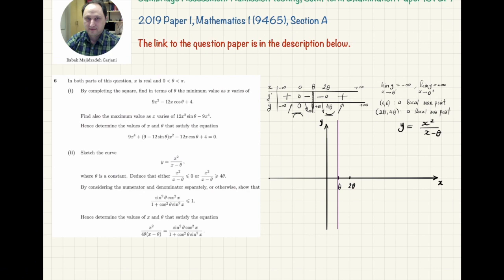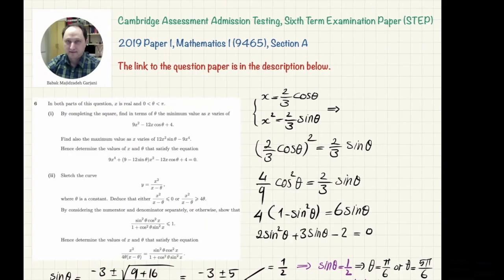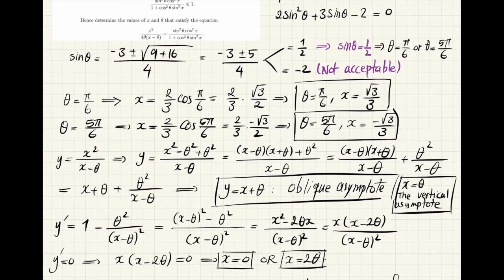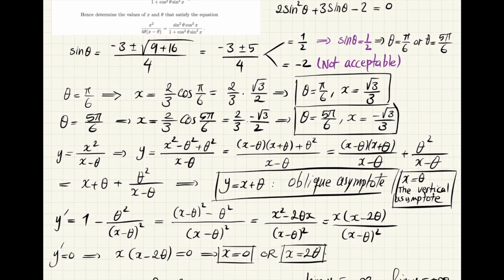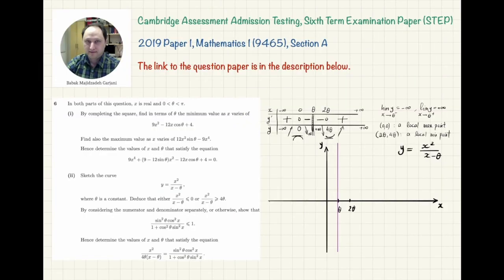Yes, and then I have the oblique asymptote. So if you remember, let me write the equation. The equation was, let's go back and see that. So you see the equation was x plus theta here. This is my oblique asymptote. Okay, so if we go back, then we will have this one. So y equals x plus theta was my oblique asymptote.